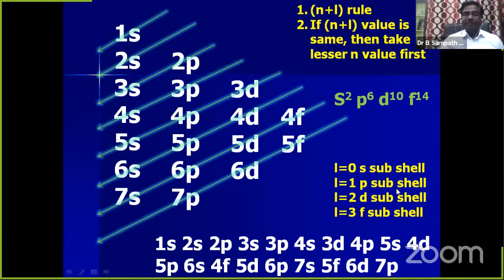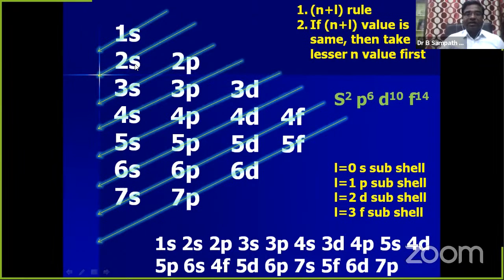For P subshell, the L value is 1. For D subshell, the L value is 2. And for F subshell, the L value is 3. Now, if you want to compare the energy of these two orbitals, first we have to see the n plus L value, which is having less n plus L value. So let us see. Here the n is equal to 2.